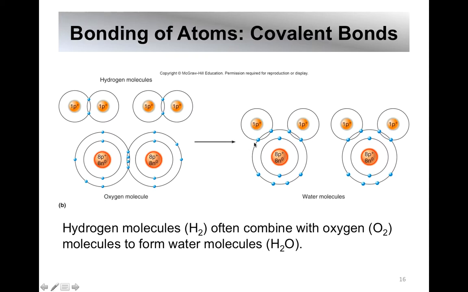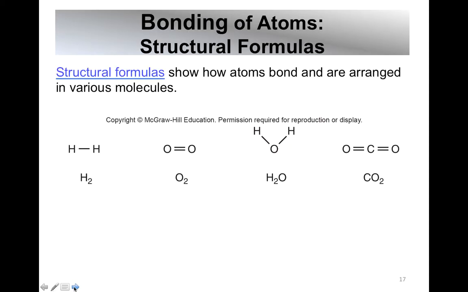You can see water. Water is a special kind of covalent bond, which we'll talk about soon. Structural formulas show how many electrons are shared. For example, hydrogen is sharing 1 electron, so there's only 1 bond shown. Oxygen shares 2 electrons, so it has a double bond, a double line.